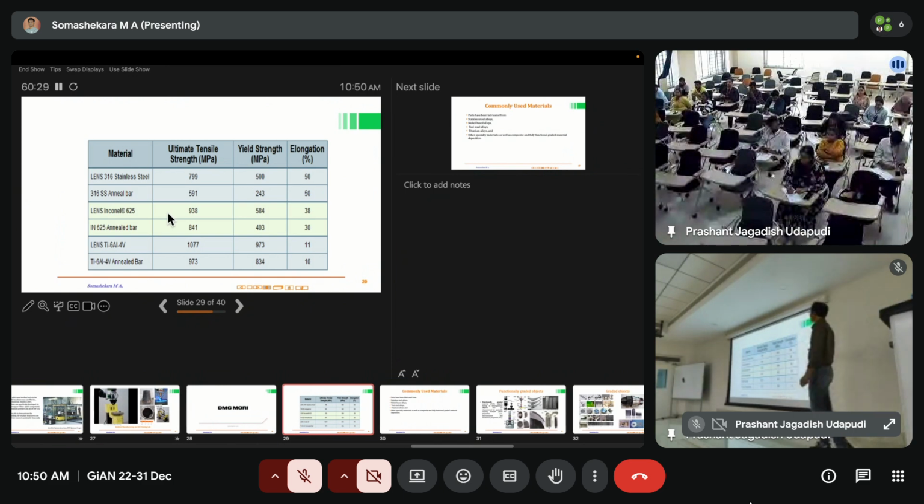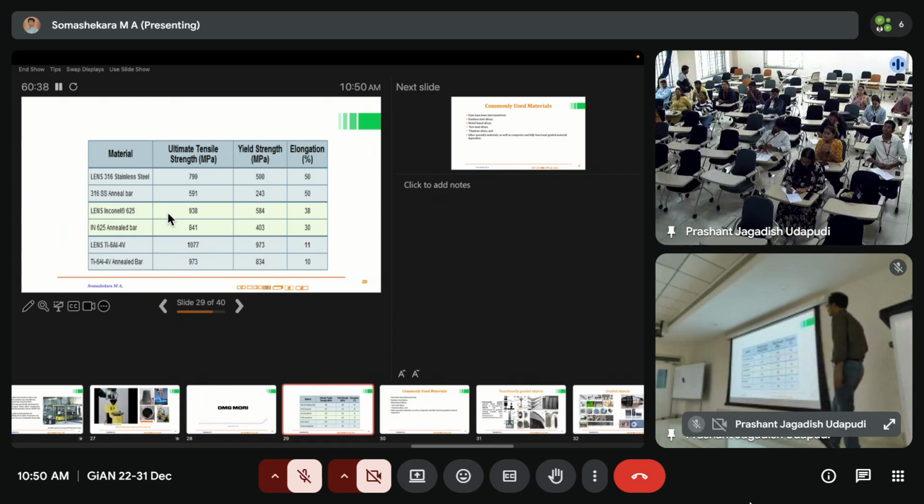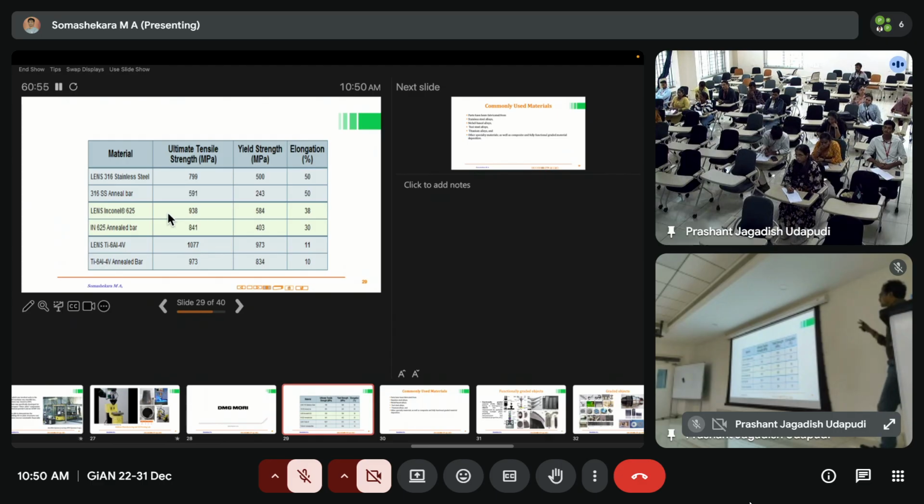a comparison where you can see these are some of the mechanical properties that are deposited through different processes, for example LENS Inconel, and they are compared with other processes, where you can see a lot of improvement, or if not the same properties, you can find the properties are almost closer to the cast components.